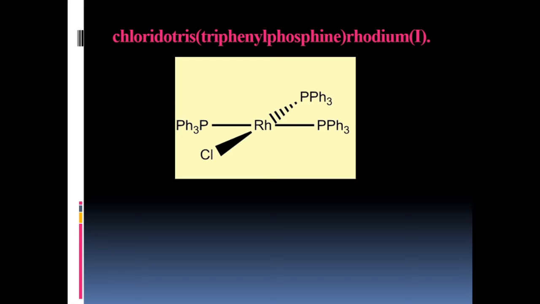It is a d8 system. Why d8? Because rhodium has a 9 valence electron shell, but the oxidation state is +1. That's why the system is d8. It has square planar geometry and it is a 16 electron species. This is a general idea about Wilkinson's catalyst.